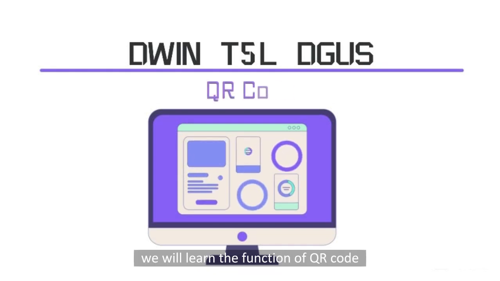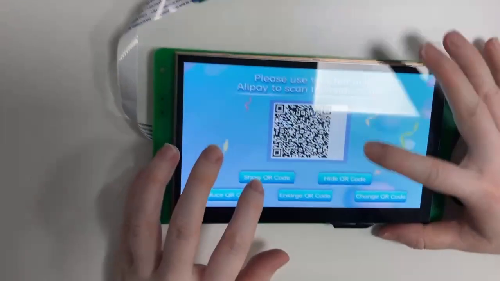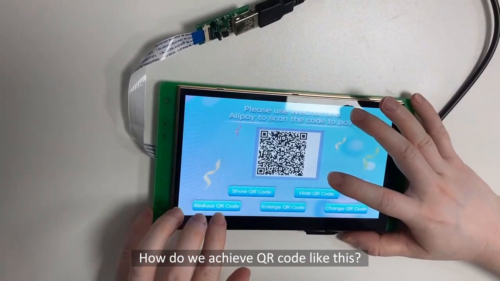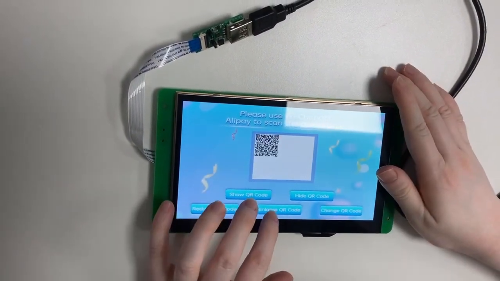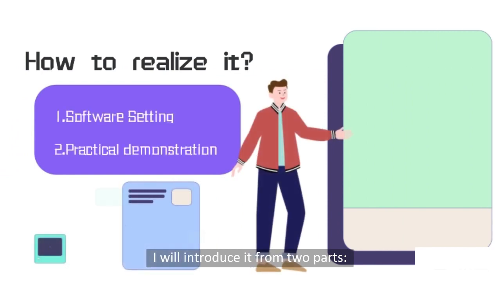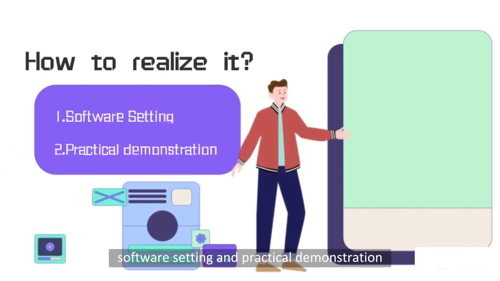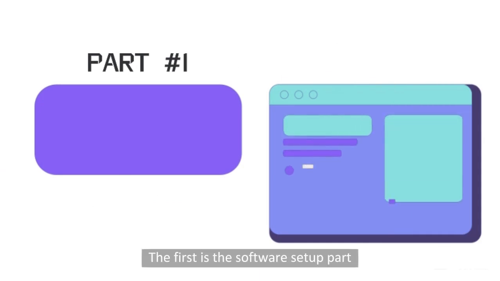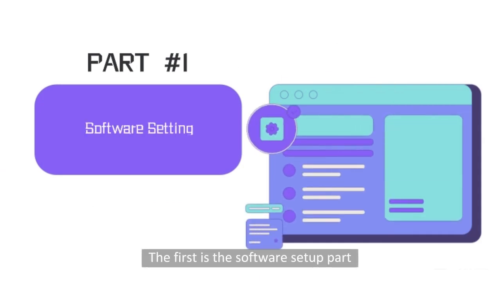This time, we will learn the function of QR code. How do we achieve QR code like this? I will introduce it from two parts, software setting and practical demonstration. The first is the software setup part.